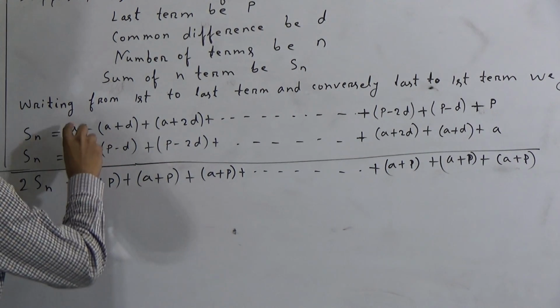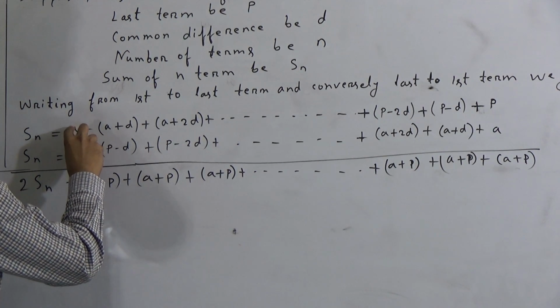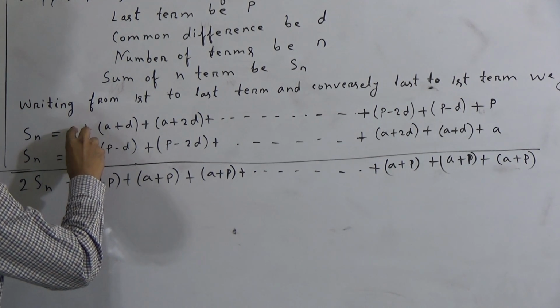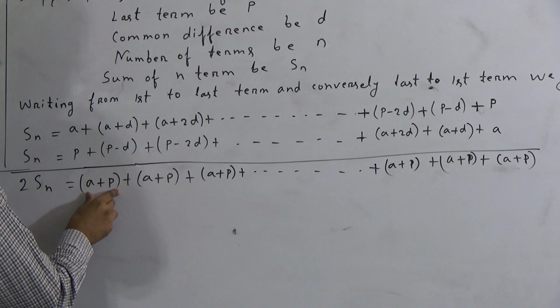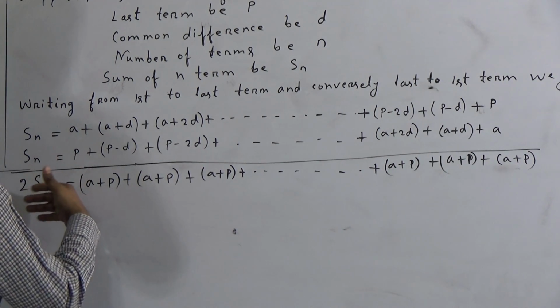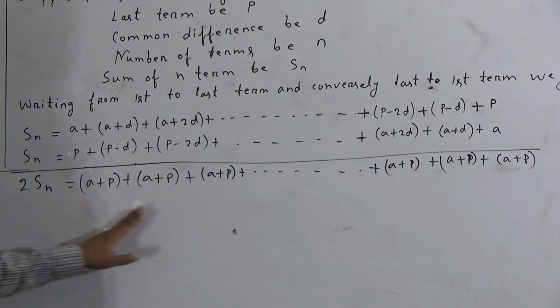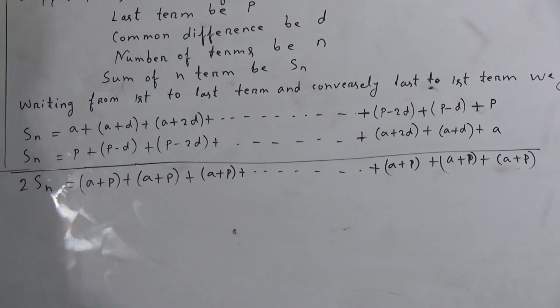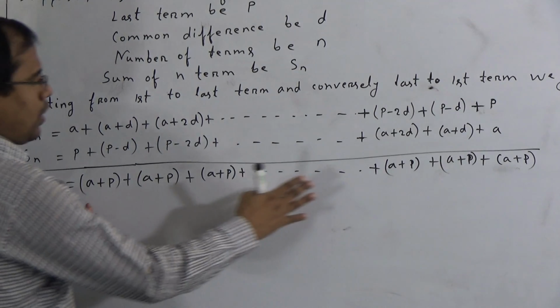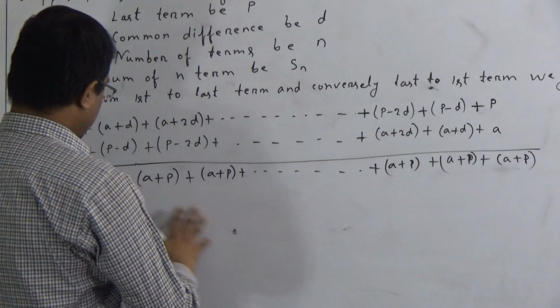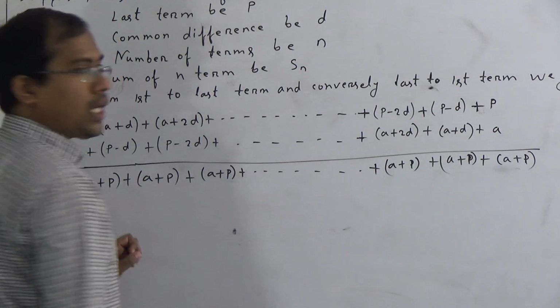Since adding two series, taking one term from each series, we get one term, so in the obtained series the total number of terms also will be n. That means we can say that here the number of terms will be n.